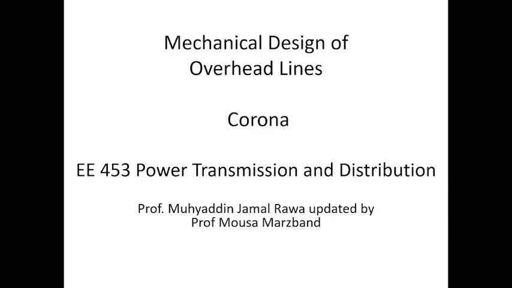From a design perspective, you need to try to minimize corona effects by increasing conductor diameter, using bundle conductors, and maintaining proper spacing between conductors. Reducing corona is essential because it improves transmission efficiency, reduces radio interference, limits energy losses, and extends the life of insulation systems. Therefore, understanding corona is a key part of designing reliable and efficient overhead power lines.